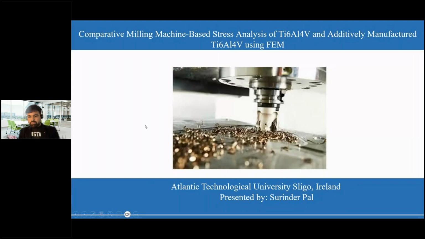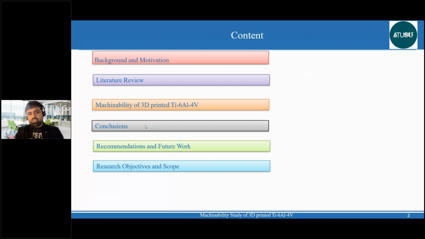That's fine. First of all, very good morning to all of you, and thank you. Today I'm presenting my topic, that is comparative milling machine-based stress analysis. It's the analysis which I did using FEM, and it shows the stress variation while using the conventional titanium alloy and the additively manufactured alloy. My name is Surinder Pal, and I'm from ATU, that is Atlantic Technological University, Sligo. It's in Ireland. Before starting my presentation, I will go through the content, the motivation behind my work, the literature review, the machinability of 3D printed material, the conclusion, and the future recommendations relevant to this topic.